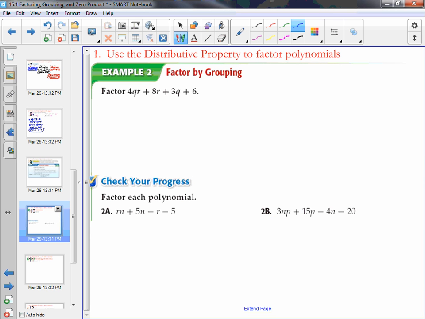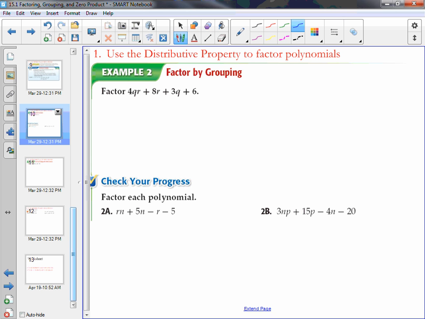All right, so here's what we're talking about. So write this down. 4qr plus 8r plus 3q plus 6. And they want us to factor this.